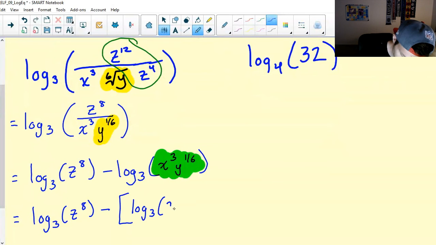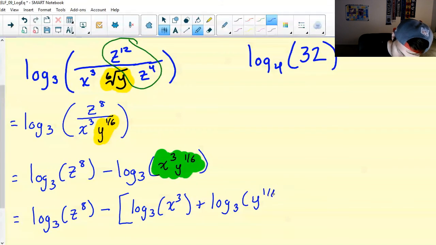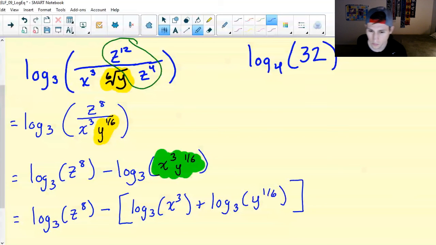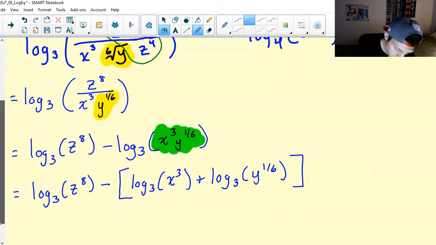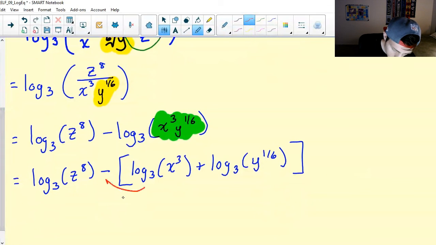Log base 3 of x cubed. So when there's multiplication, that gets split up using addition. So log base 3 of x cubed plus log base 3 of y to the 1/6. Super important that we put those two in brackets or parentheses because we have to recognize that that negative sign is going to get distributed to both of the terms.